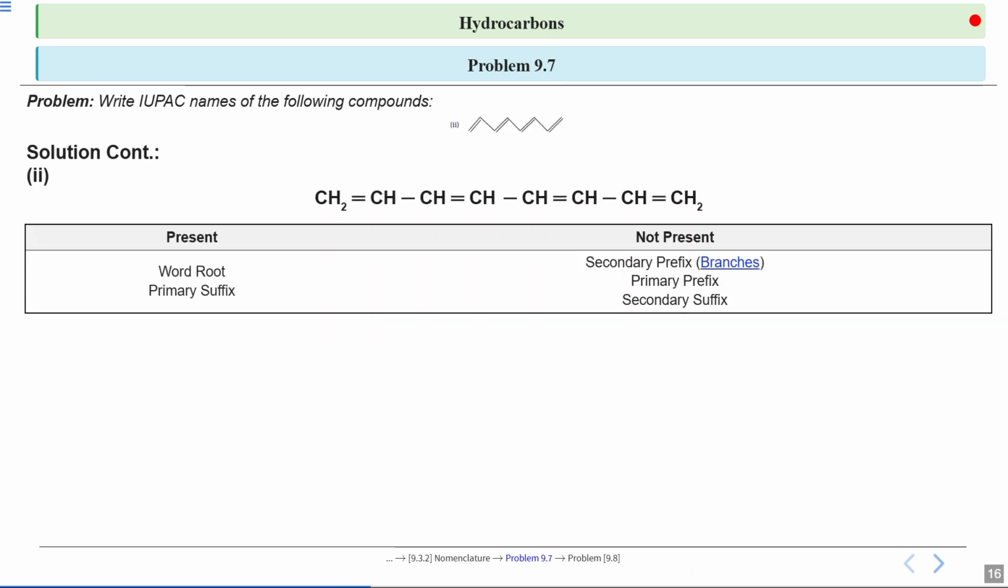Now continuing with the second compound, we have done the nomenclature for the first one. In the second compound, the only things which are present are the word root and the primary suffix. Apart from this, the secondary prefix, primary prefix and secondary suffix are all absent because there are no branches, no functional groups and no cyclic compound. So we can move on to the second step of naming this compound.